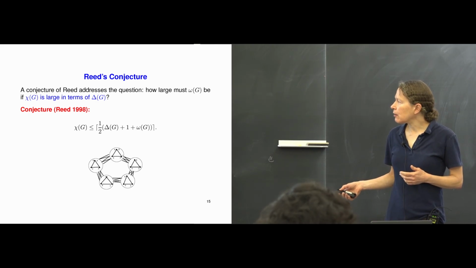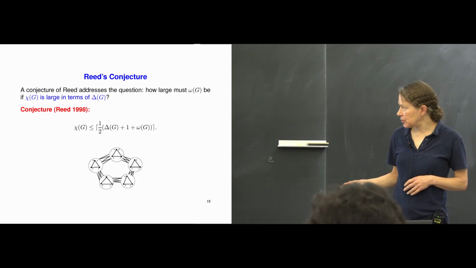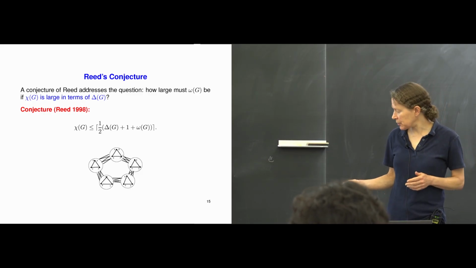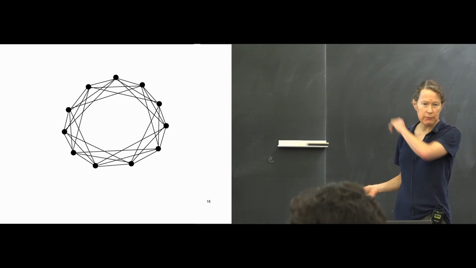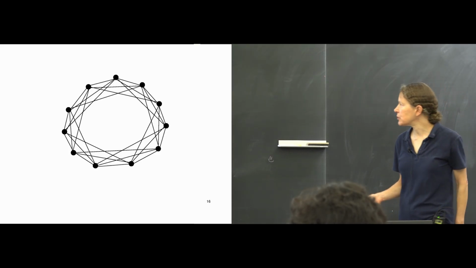Again, our picture for delta equals 8 shows that this is best possible, and many other things also show it's best possible. This other graph I showed you is also tight for Reed's conjecture, and there are many others as well.